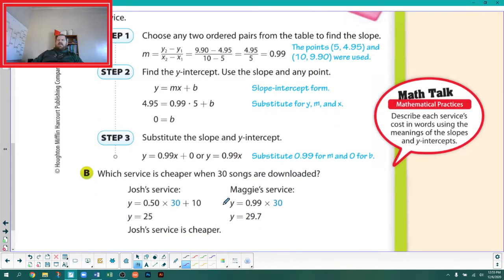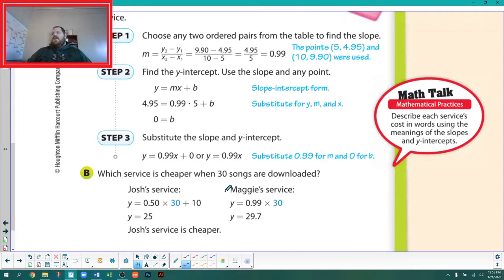And then using that information, it might be helpful to try to figure out who pays more, or maybe which service costs less. That's what they're looking for, which one is cheaper, specifically when 30 songs are downloaded. It doesn't have to be 30, this problem just deals with 30. But you could investigate which one was cheaper if you purchased 3 songs or 30 songs or even 100 songs.